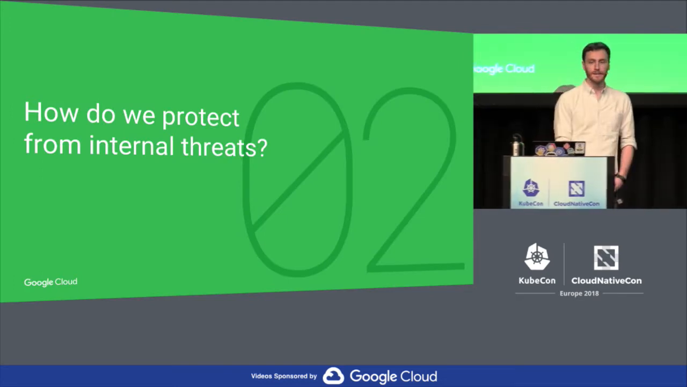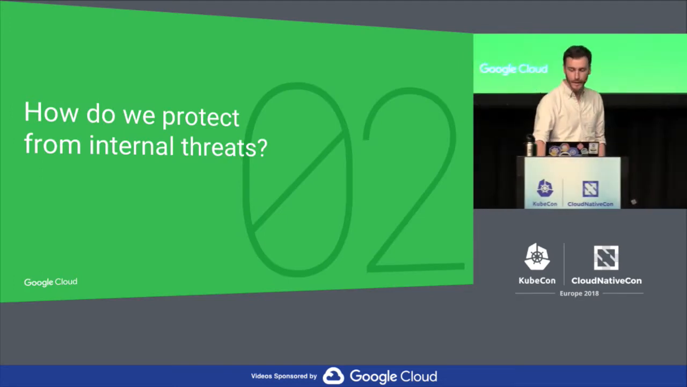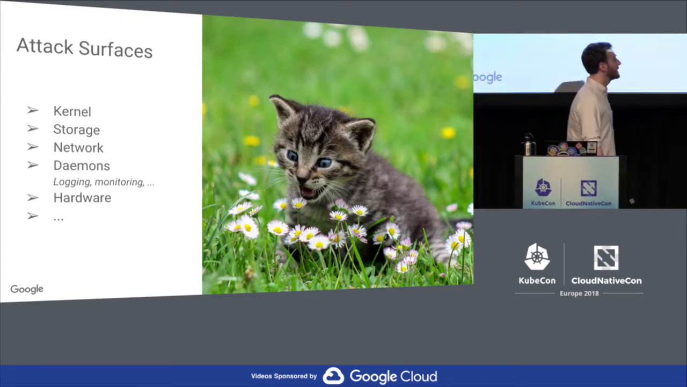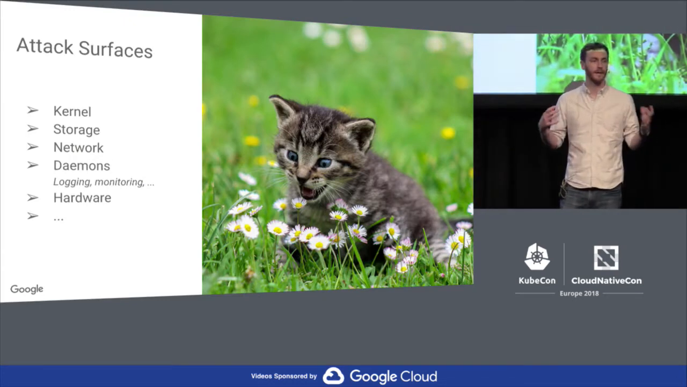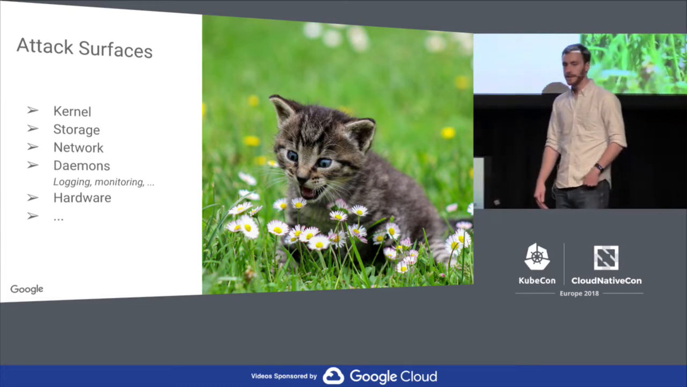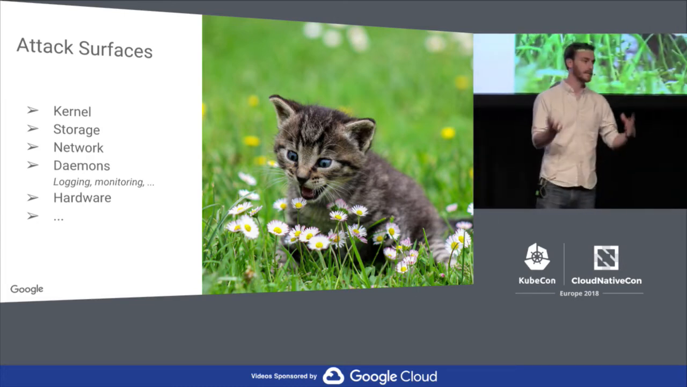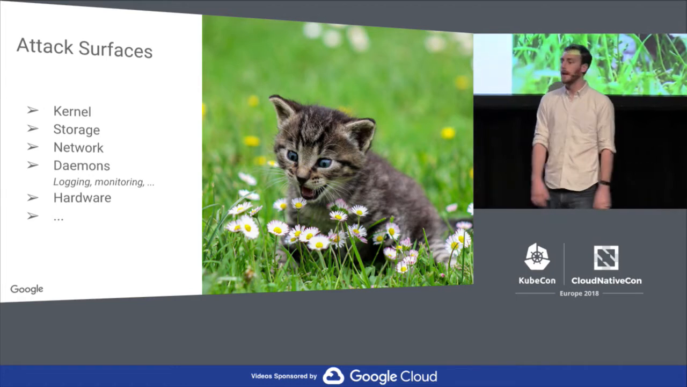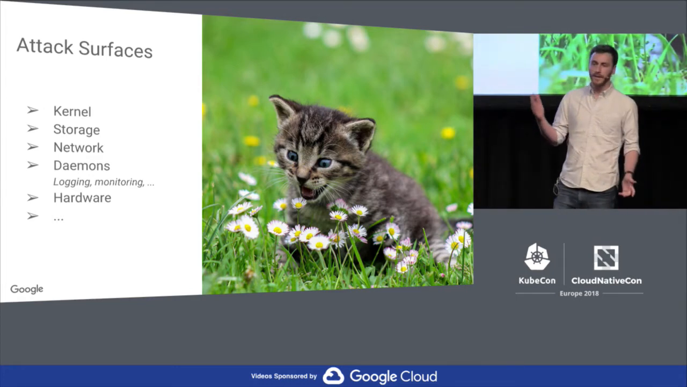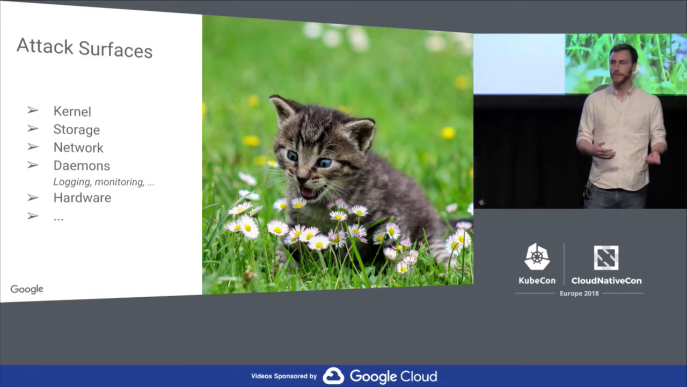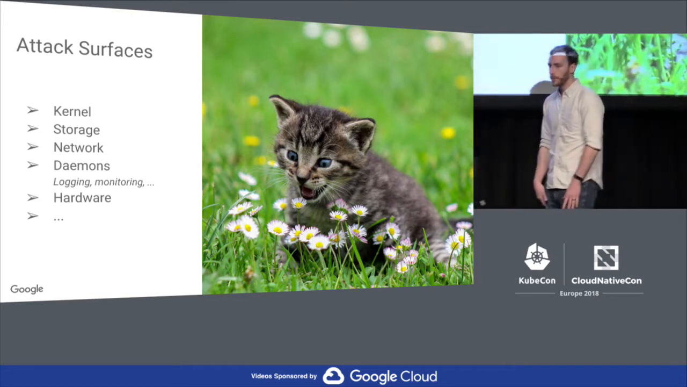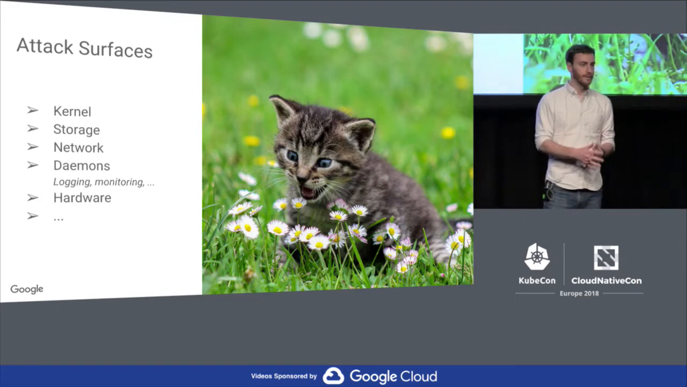So what can we do about this? How do we deal with internal threats? It's actually much harder, I think, to deal with these internal threats. There's a much larger attack surface. Not only do we have to worry about some of these same external attacks, but we also have to worry about attacks on the kernel, the syscall interface that's exposed to containers. We have to worry about the various storage interfaces.